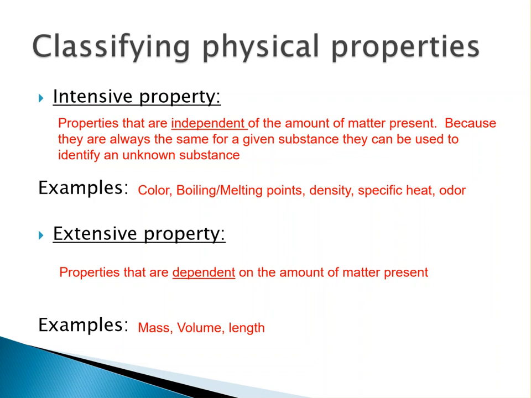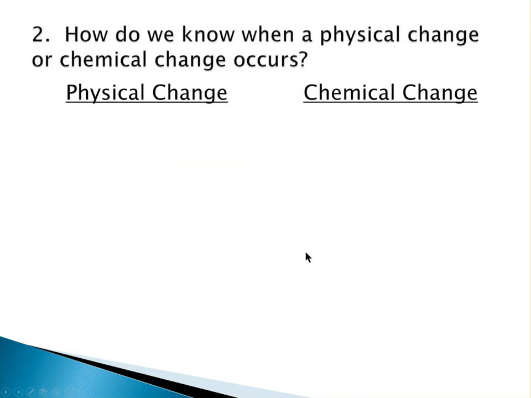But if I said I have a clear, colorless liquid that has a density of 1 gram per milliliter, a specific heat of 4.18 joules per gram degree Celsius, a melting point of 0 Celsius, and a boiling point of 100 Celsius, I would know I was talking about water. All right, so now let's talk about physical and chemical changes.